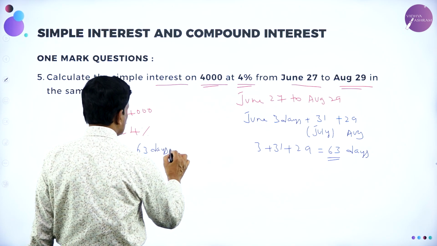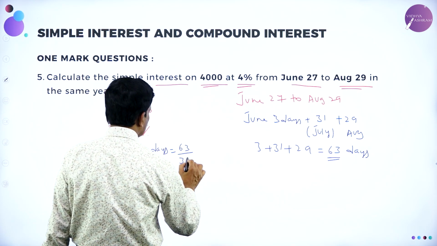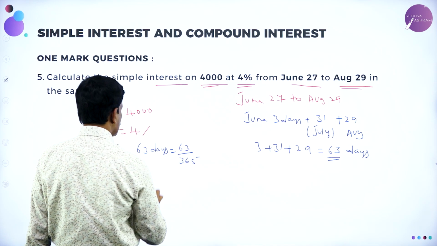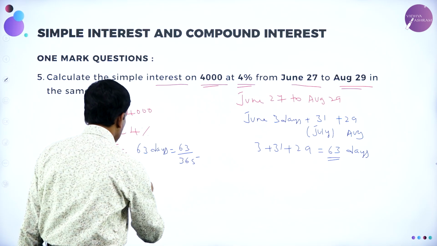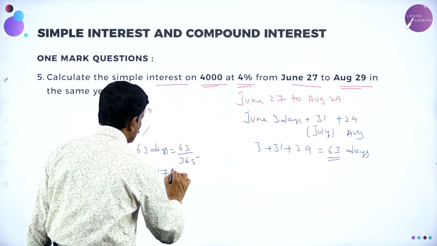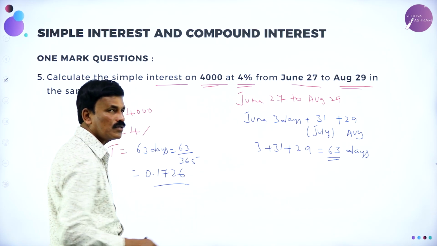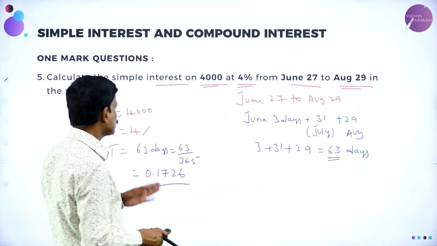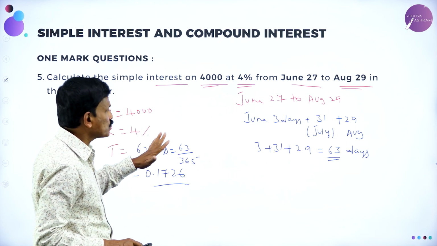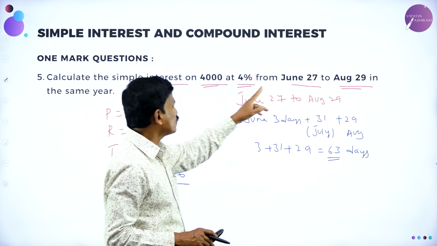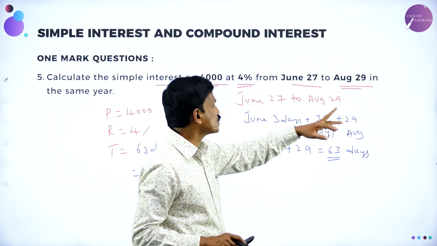This can be written as 63 divided by 365 days. If you divide, you are going to get 0.1726. Now listen to me here. The principal is 4,000, the rate of interest is 4%, but the time is from June 27 to August 29.